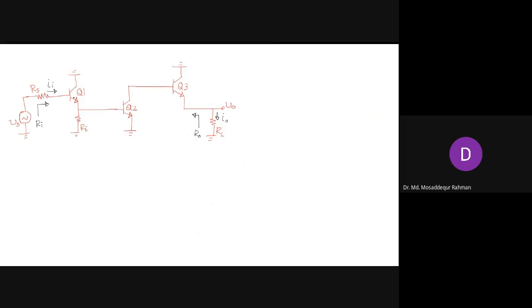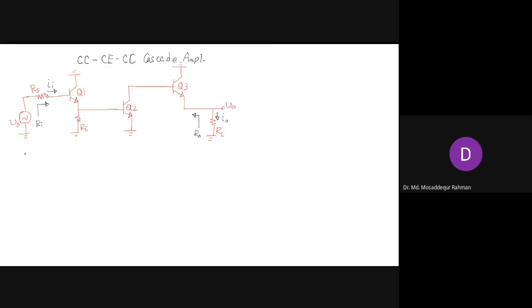So what we have done here, I added a common collector amplifier. So we added another common collector at the output side. Now we have a three-stage amplifier: common collector, common emitter, and again common collector, a cascade amplifier. So now let's analyze this amplifier and see what changes we are going to have.